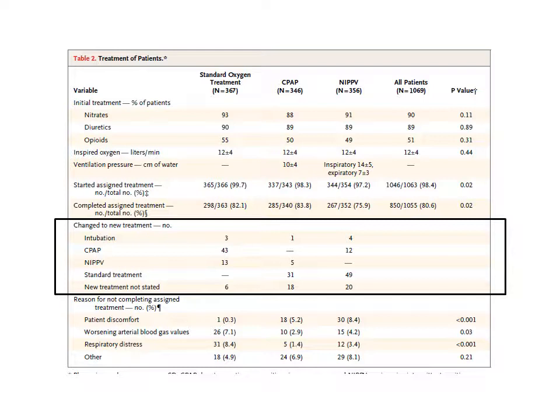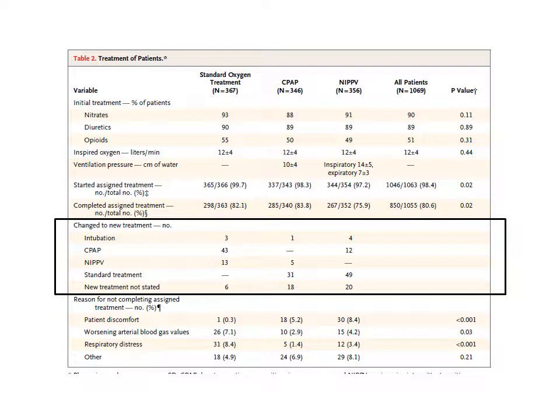And if you look at the highlighted portion of the table, a lot of patients from the standard oxygen treatment group got crossed over to CPAP and NIV when they started developing respiratory distress. So approximately 60 patients out of 360 received CPAP and NIV from the standard treatment group. And some patients with NIV crossed over to CPAP just because NIV was too uncomfortable for them, and some of them crossed over to just the oxygen therapy because they got better and didn't want an uncomfortable mask on their face.